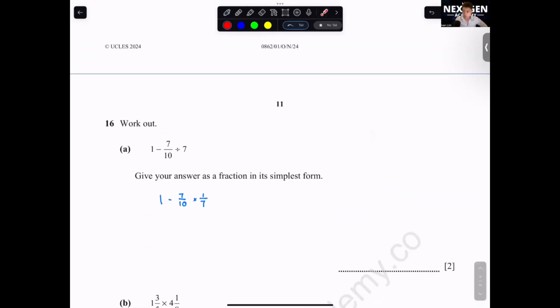Okay. We need to apply keep, change, flip here. Then we need to do this part first, right? Because of BODMAS. 7 over 10 times 1 over 7, this will be 1, 1. So here will become 1 minus 1 over 10. 1 minus 1 over 10 can be 10 over 10 minus 1 over 10, which is equal to 9 over 10.